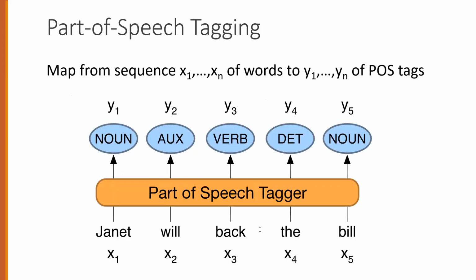Here's a sketch of part of speech tagging. The input is a sequence x1, x2 to xn of tokenized words and a tag set, and the output is a sequence y1, y2 to yn of tags, each output yi corresponding exactly to one input xi.